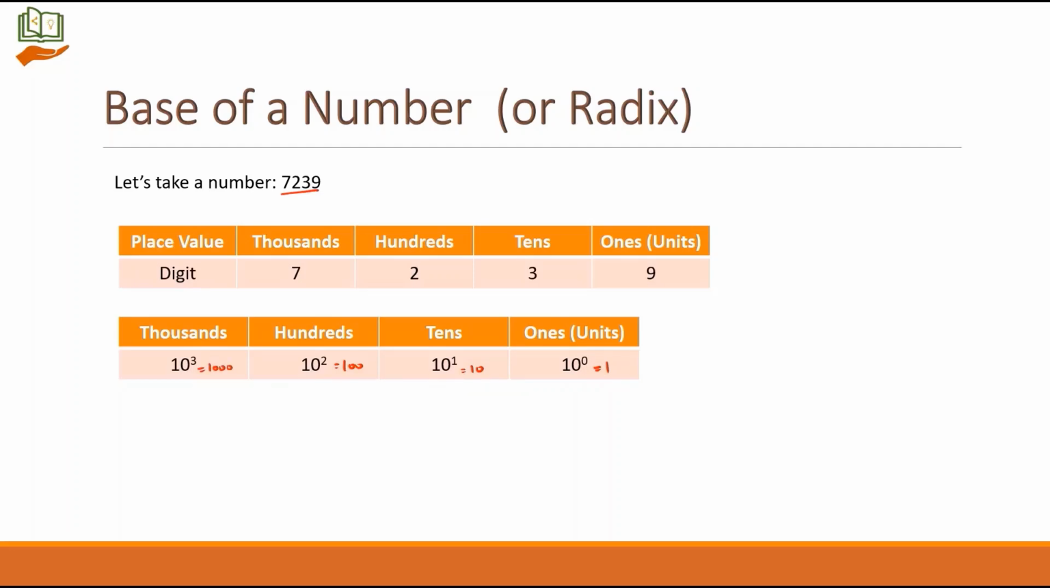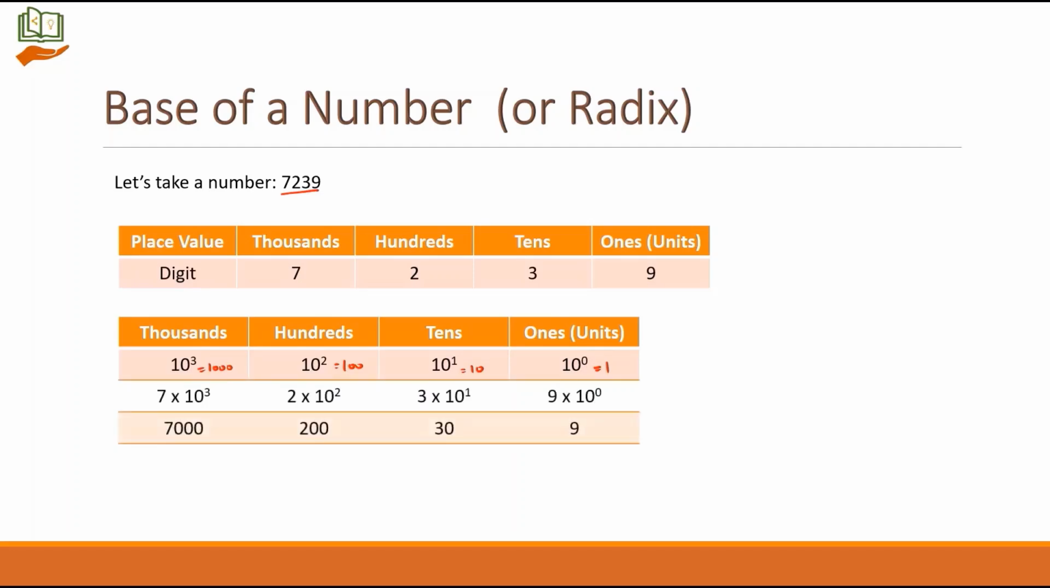Now we will represent the number 7239 along with the 10 powers. So 7 into 10 to the power 3 will give you 7000. 2 into 10 to the power 2 will give you 200. 3 into 10 to the power 1 will give you 30. And 9 into 10 to the power 0 will give you 9. When you add up these numbers, you will get 7239 ultimately. Every digit here is expressed in the form of 10 powers. So we call 10 the base of our decimal number system.